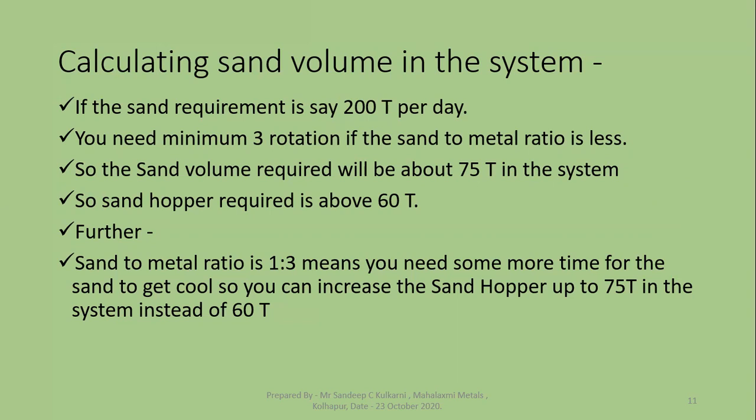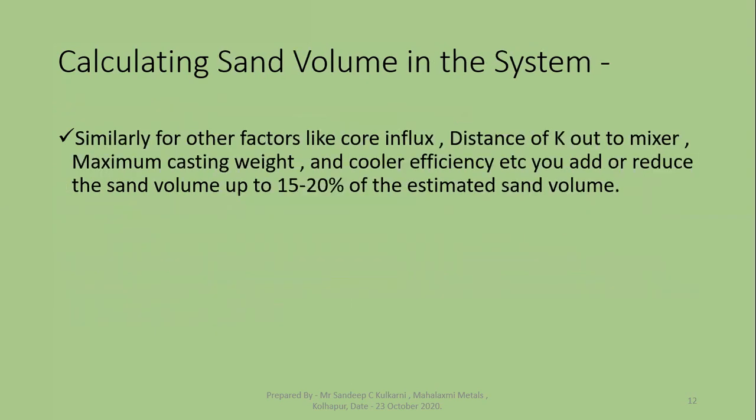Further, if the sand to metal ratio is 1:3, so it is reduced, then your requirement of sand hopper will increase up to 75 tons from 60 tons. So you can say roughly around 15 to 20% of your sand volume may go up and down based on other factors like core influx, how much core influx is there, the distance between knockout and mixer, maximum casting weight, cooler efficiency, sand to metal ratio. All these factors will vary your volume of sand by 15 to 20% of the estimated sand volume.